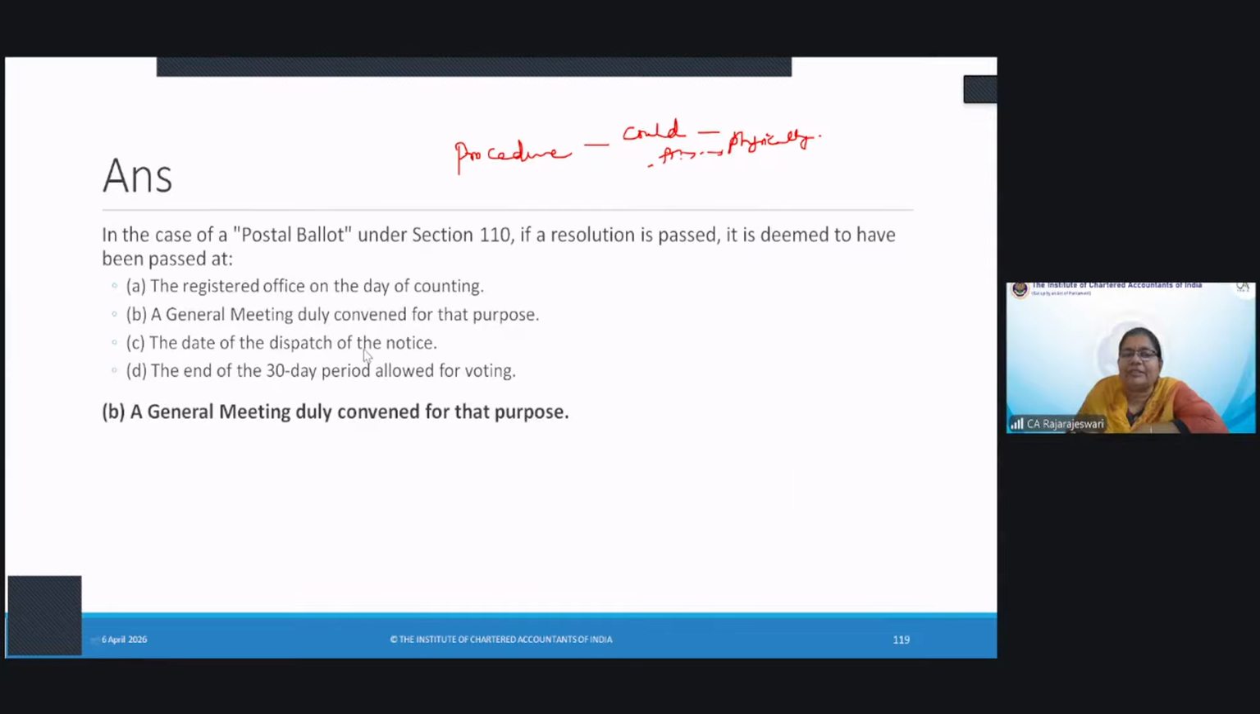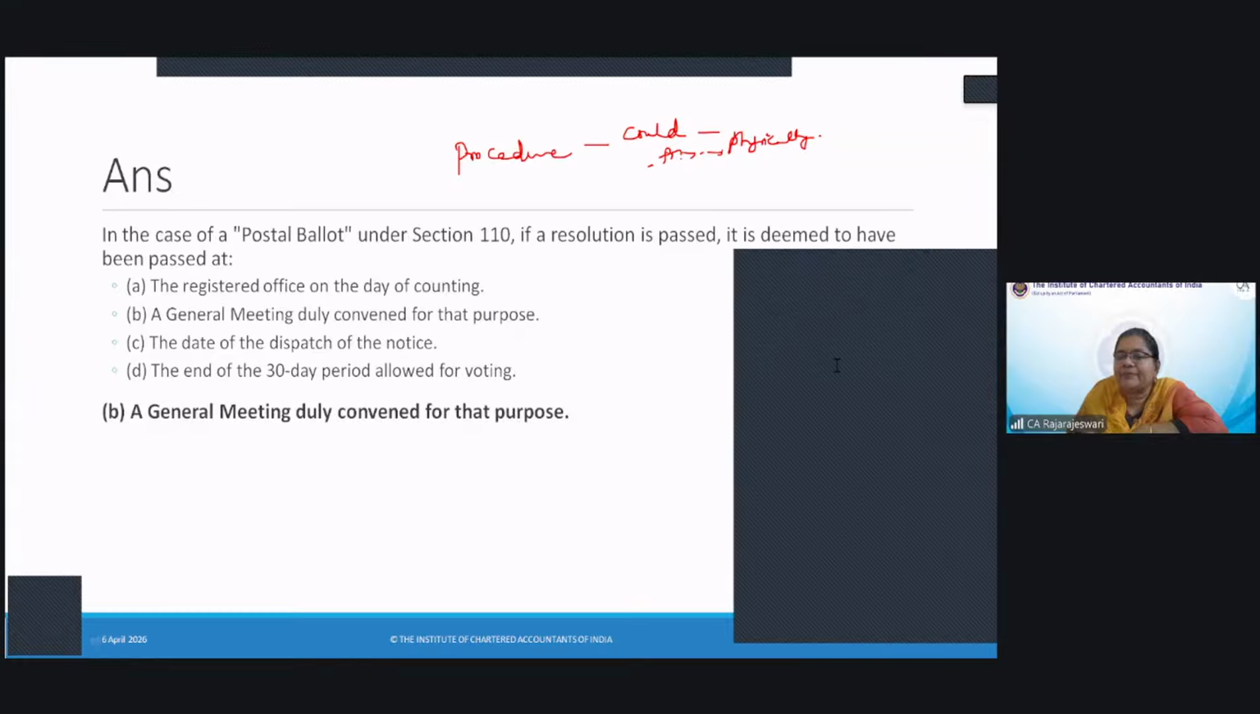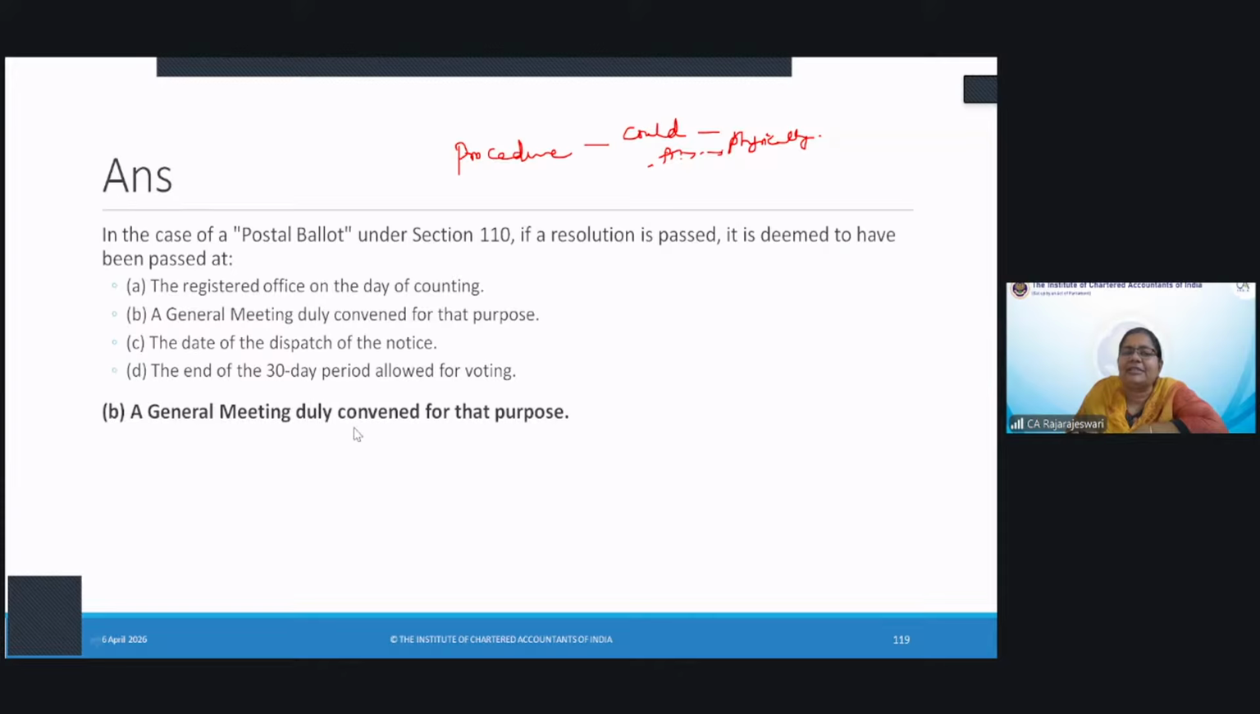See, I will take it up once again for this revision, this concept in the next class. Don't worry. Yes, see, it depends, but generally, when a physical meeting is held, that is the date on which a resolution is deemed to have been passed. A general meeting duly convened for that purpose. You are convening the general meeting. For those who could not come physically, they can make use of this postal ballot. It should also be passed by postal ballot. Definitely, you should send it to them. That is the mandatory requirement.